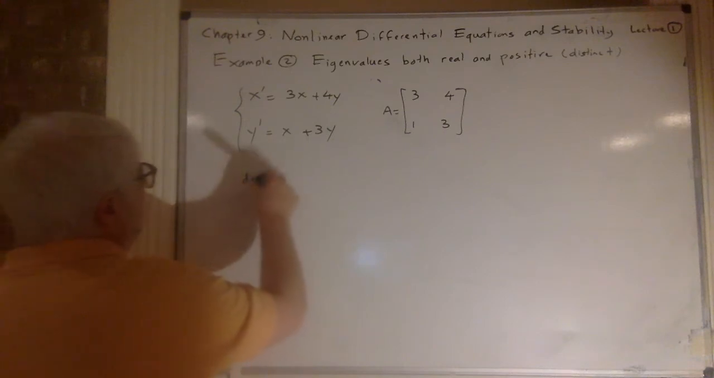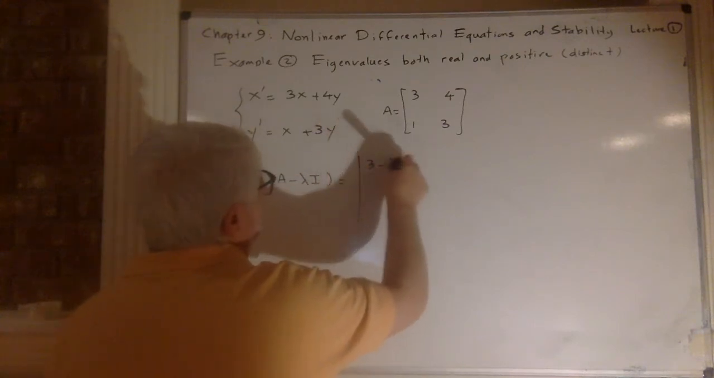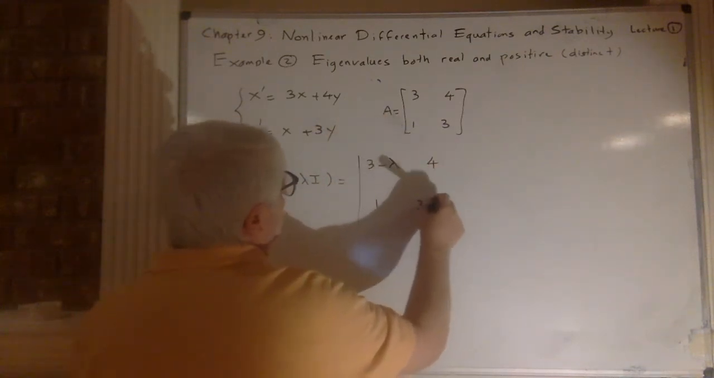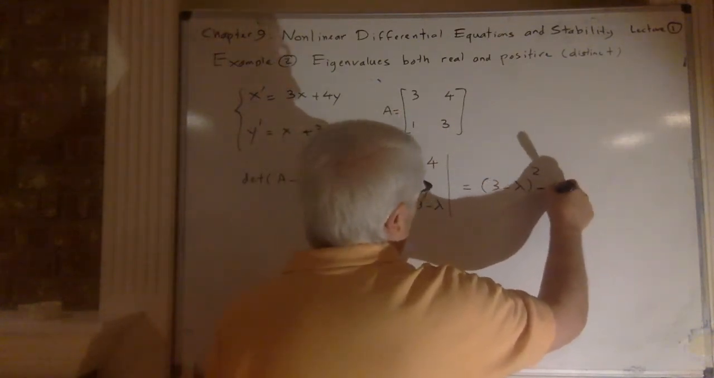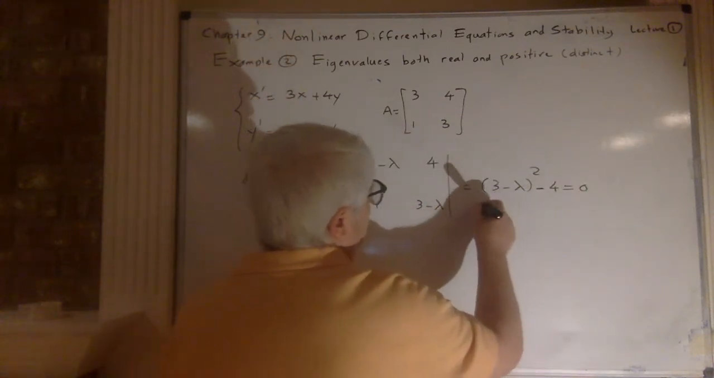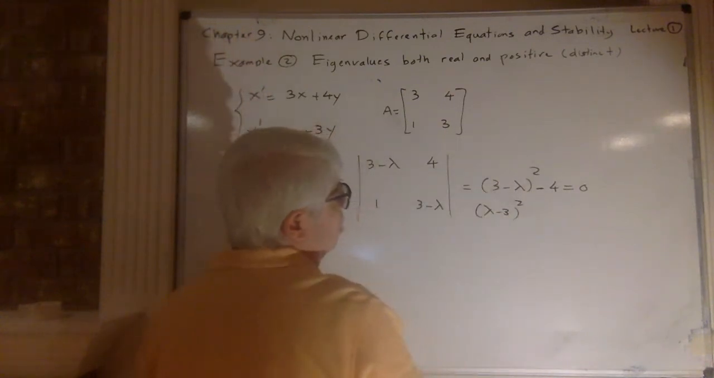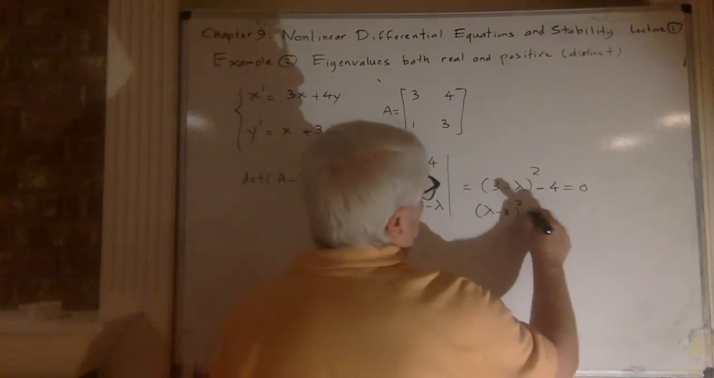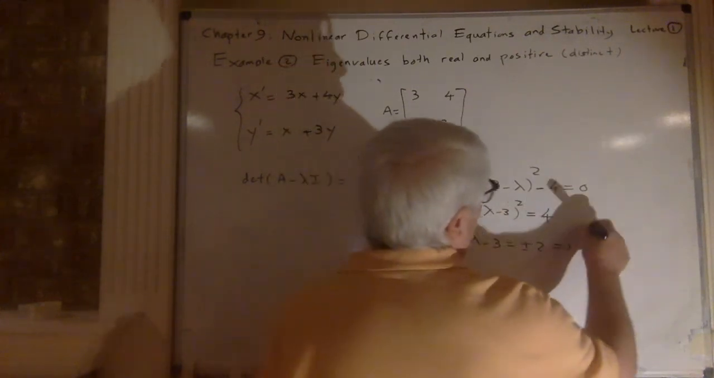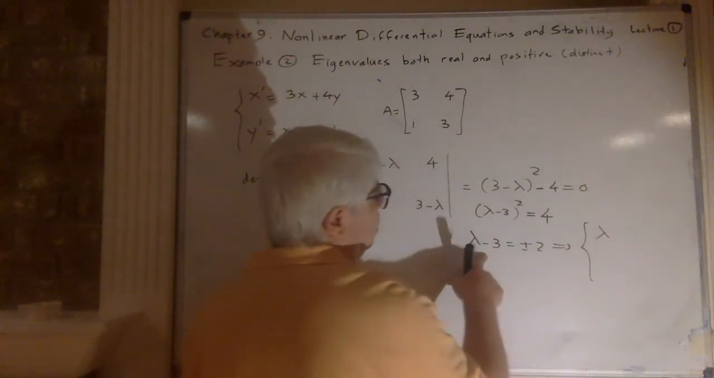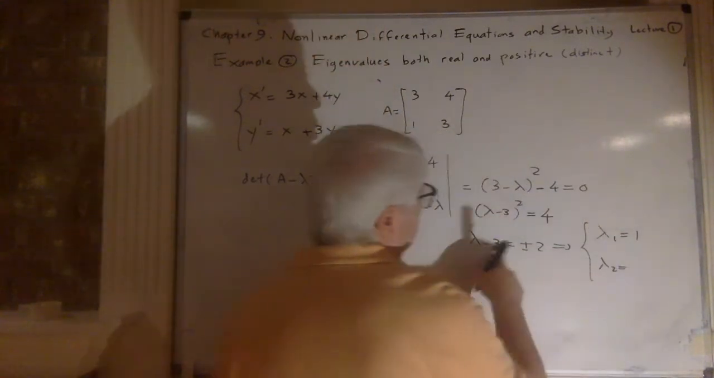So the determinant of A minus lambda I is 3 minus lambda, 4, 1, 3 minus lambda. So I have (3 minus lambda) squared minus 4 equal to 0. I can write this as (lambda minus 3), no difference. Just multiply by negative 1 inside and nothing happens. Equals 4. So lambda minus 3 is plus or minus 2. So lambda is 3 minus 2, which is 1, and 3 plus 2, which is 5.